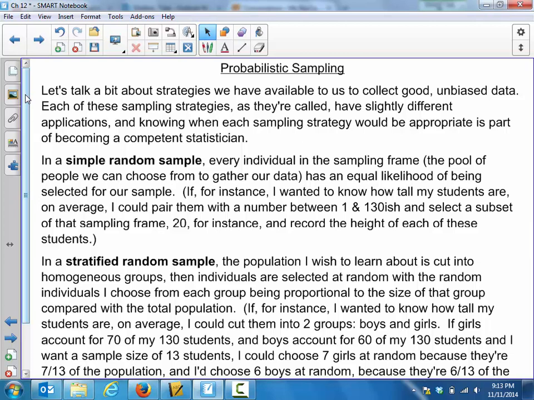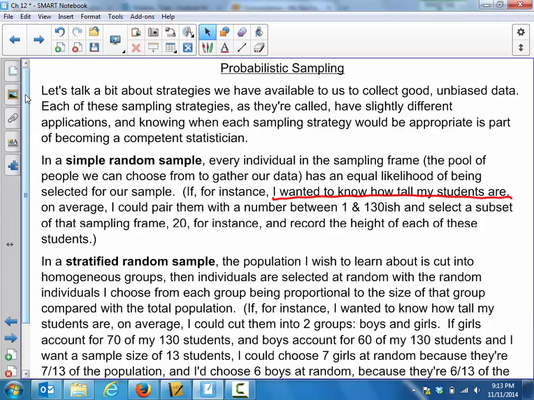If, for instance, I wanted to know how tall my students are, on average, I could pair them with a number between 1 and 130-ish and select a subset of that sampling frame, 20 for instance, and record the height of each of these students. Okay, what do I mean in parentheses? There was a lot of information that was packed there. Okay, I first, right here, identified two things. I identified both the population. That was last year's 130 students in all.